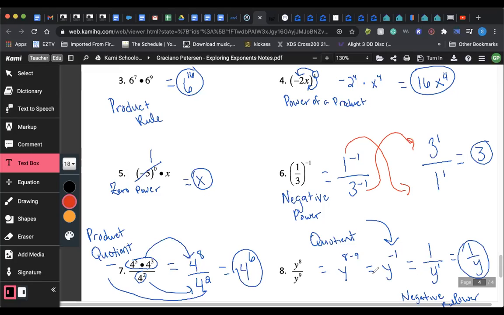Okay, so that's 3 through 8. We just have 2 more left, numbers 9 and 10, and then we're going to go look at the practices for this week.